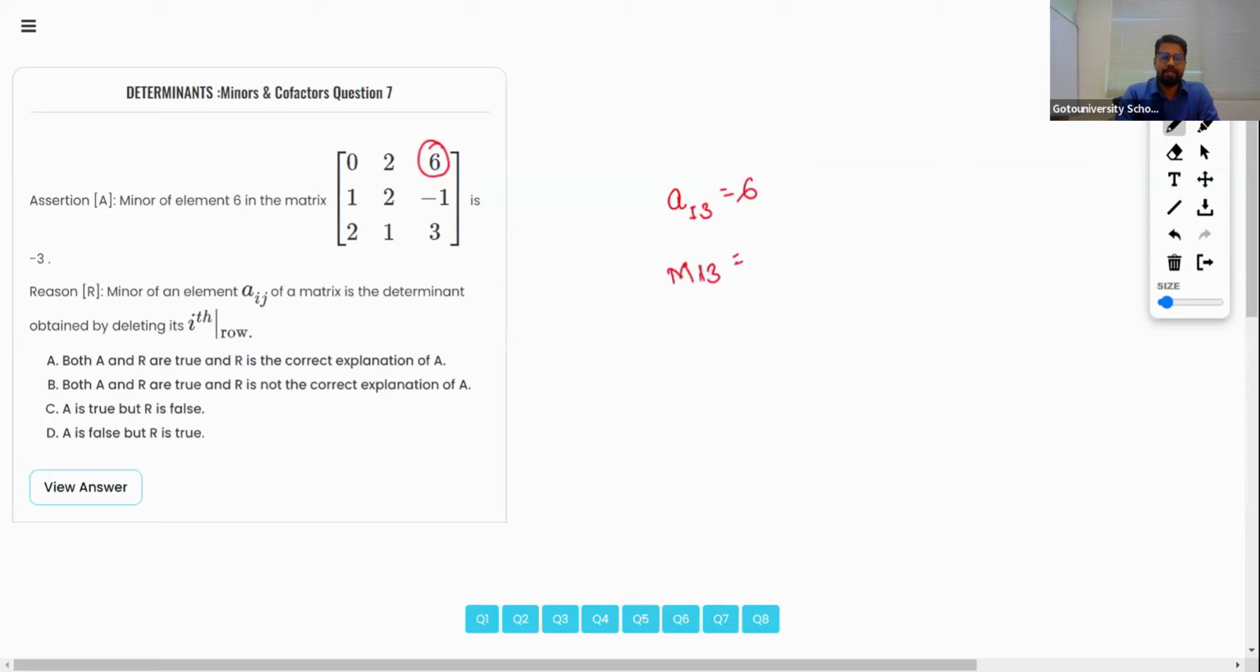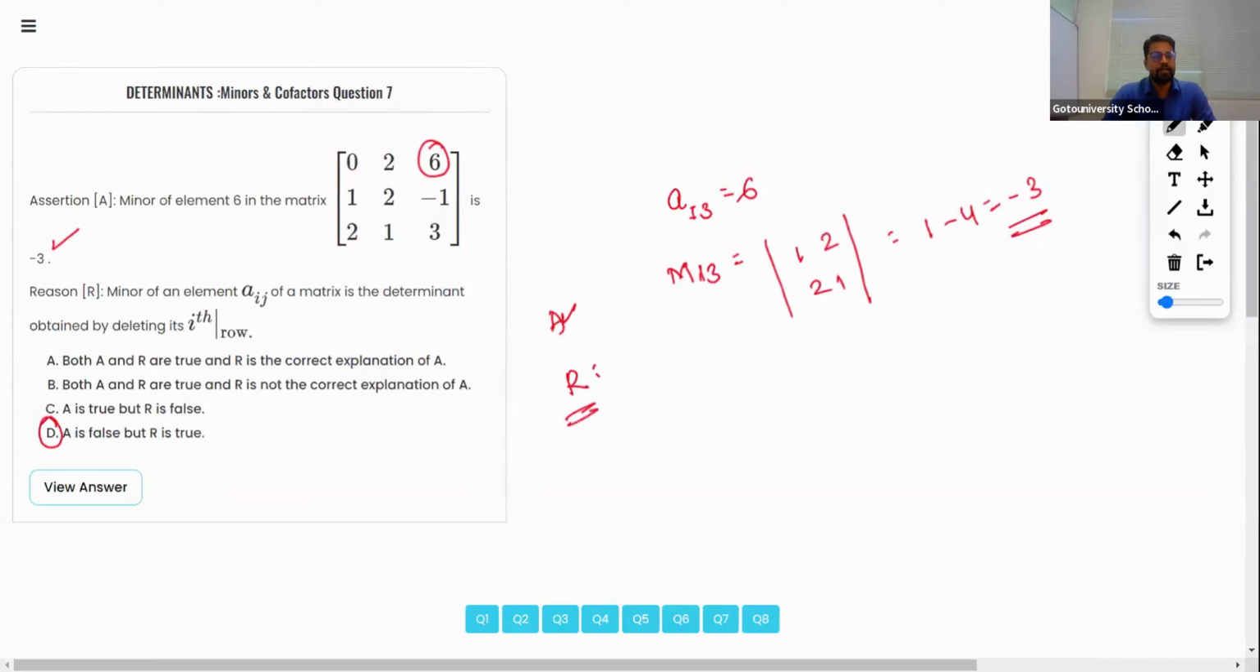M13 is given as -3. Let's see, is it -3? Let's remove this column and this row, first row and third column. We end up with 1, 2, 2, 1, and what we get is 1 minus 4, which is minus 3. Yes, what they got is right. The assertion is right. As the assertion is right, option D automatically gets eliminated. So now let's talk about the reason.